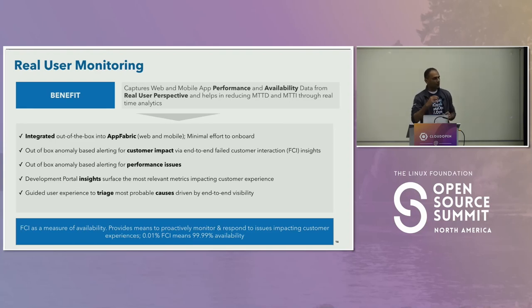So if a particular functionality in the app is broken, we are able to bubble up the anomaly insights and drive remediation through that, alerting and remediation to that. And all of these insights are available in one location for our developers to look at and debug if there is any issue associated with it.